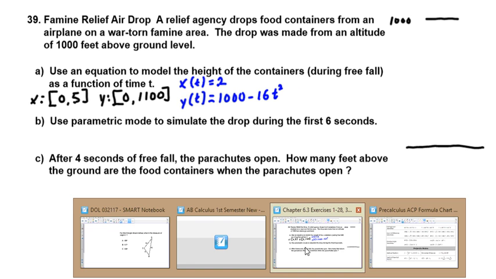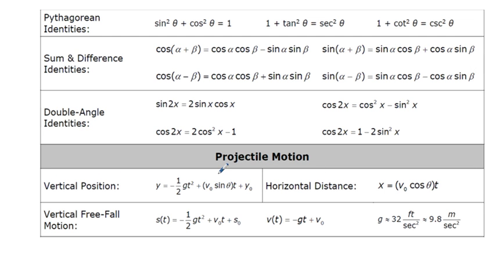Well, in our ACP formula chart, we were given vertical position, and that would be y equals 1/2 gt squared, and then with the starting velocity and so forth. But g is given here as 32 feet per second squared. So if we take this 32 feet per second squared and plug it in place of g, what's negative 1/2 of 32? Well, it's going to be 16. So that's where we get it from. That's going to be a crucial thing.